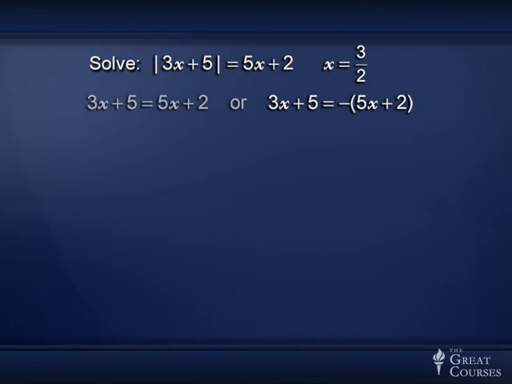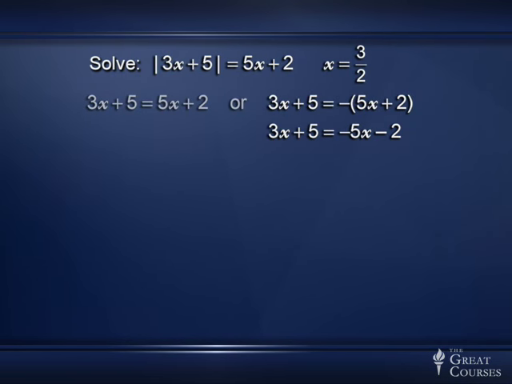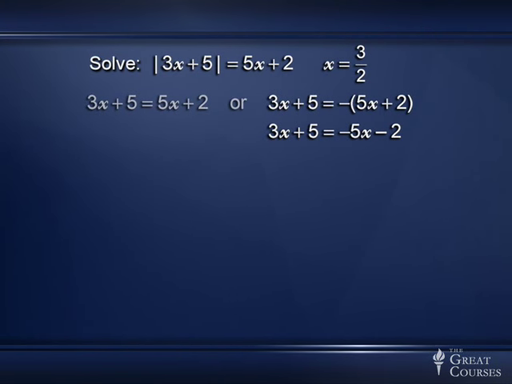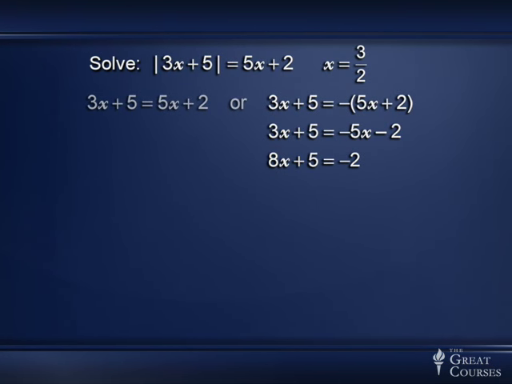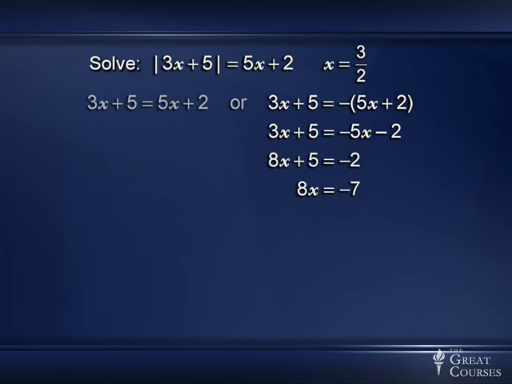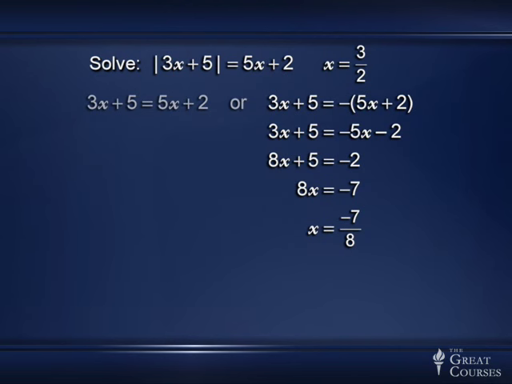Now let's look at the other equation. 3x plus 5 equals the negative of 5x plus 2. That's the same as 3x plus 5 equals negative 5x minus 2. Make sure that that negative sign gets distributed all the way through the parentheses. And now if I add 5x to both sides, I'll have 8x plus 5 equals negative 2. And if I subtract 5 from both sides, I'll have 8x equals negative 7. Dividing by 8 gives me x equals negative 7/8.